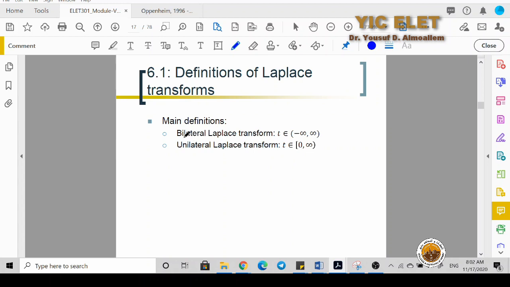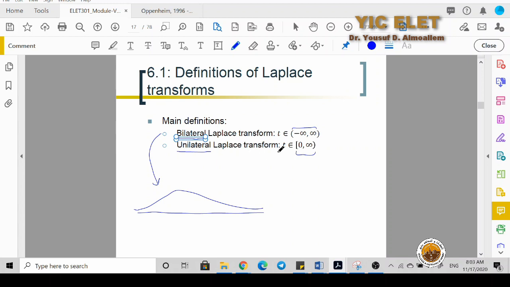Now we will come to know what we call bilateral and unilateral in a moment. So the bilateral is the function that goes from minus infinity to plus infinity. The unilateral is a function that goes from one side only, so from 0 to infinity. We will see that sometimes it will also go from minus infinity to 0. So the bilateral is a function that we define from minus infinity to plus infinity.